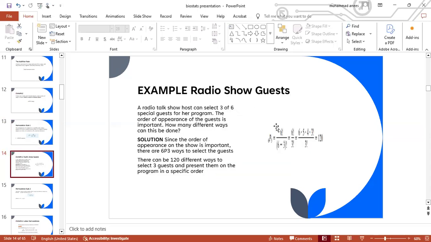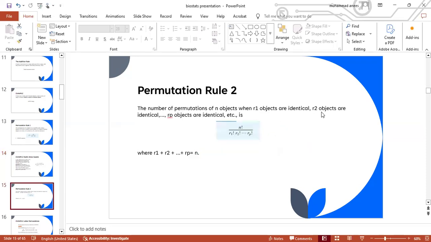We have put the total number of guests over top and divided by the difference of the number of guests that we can choose from the total number of guests, and then we get 120 as the answer.